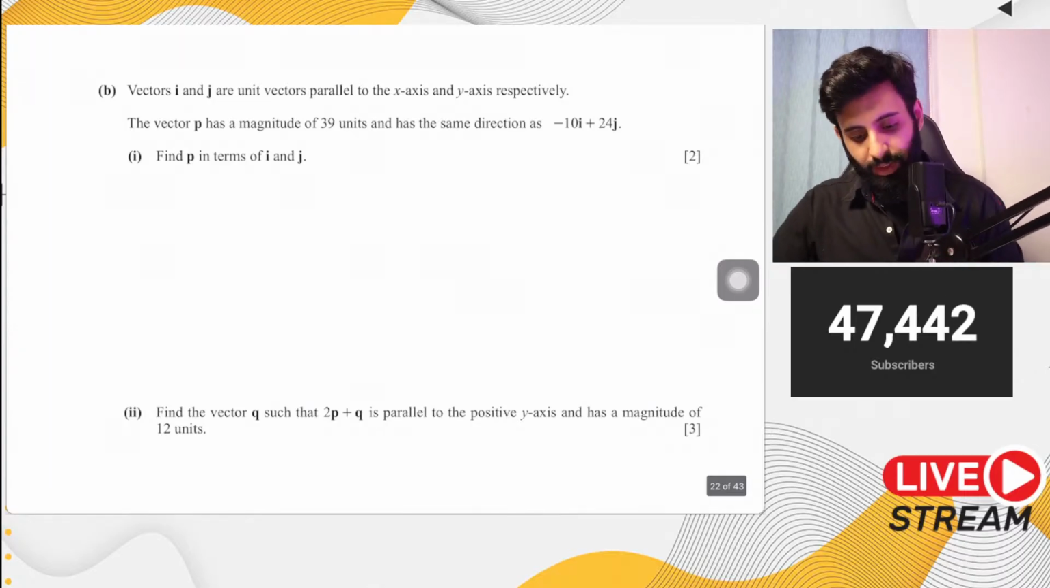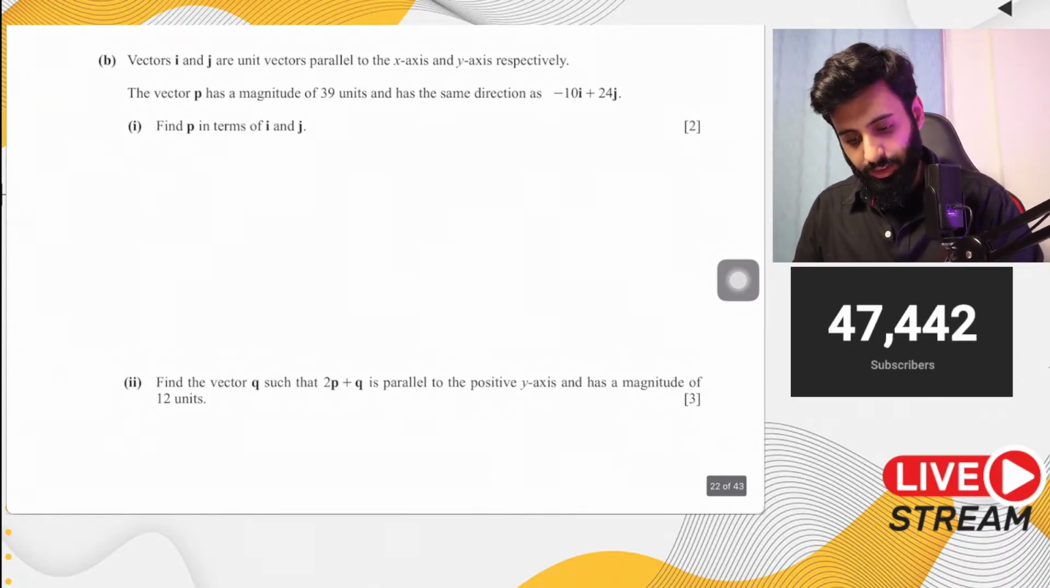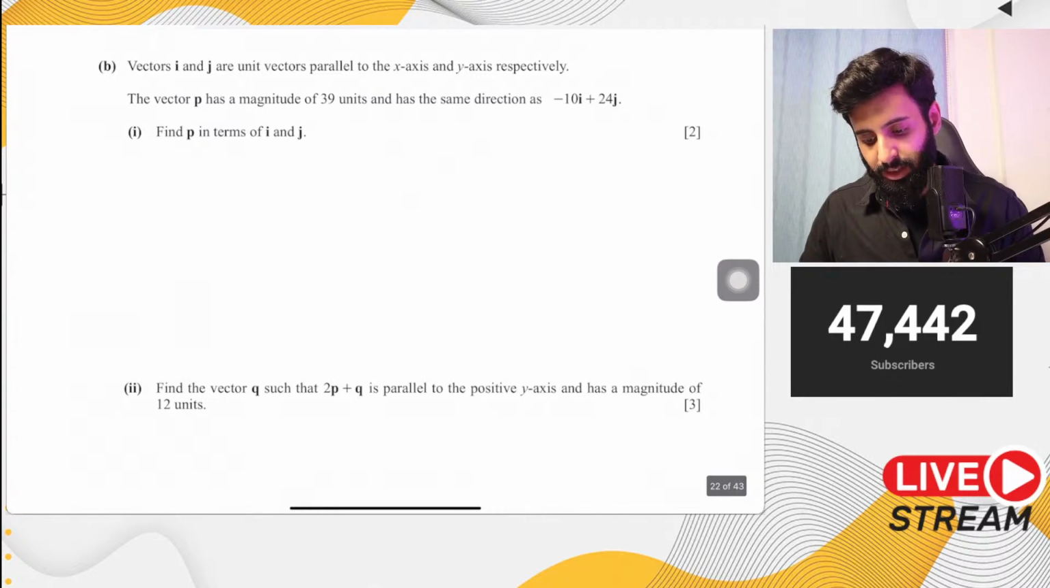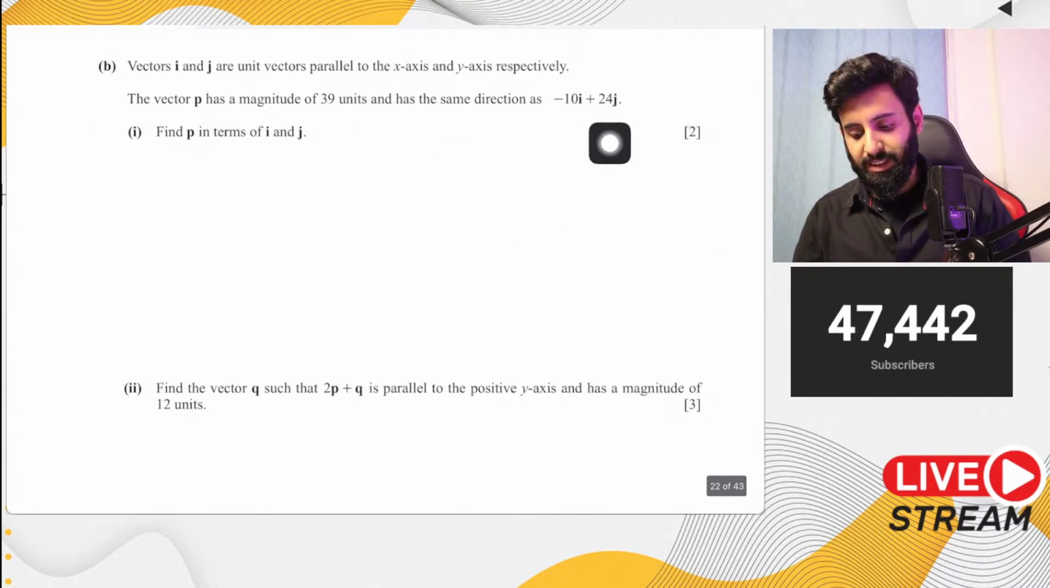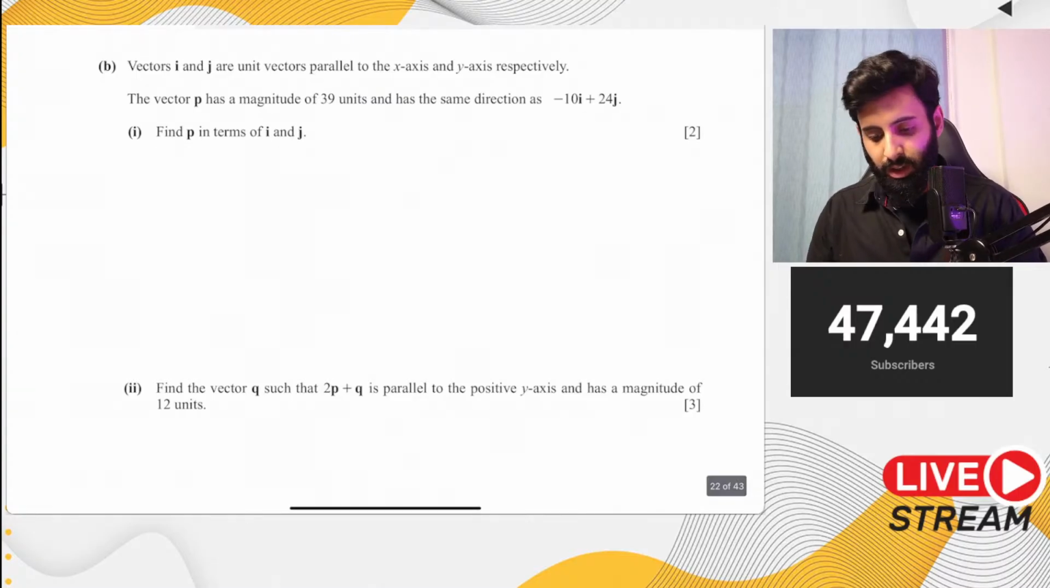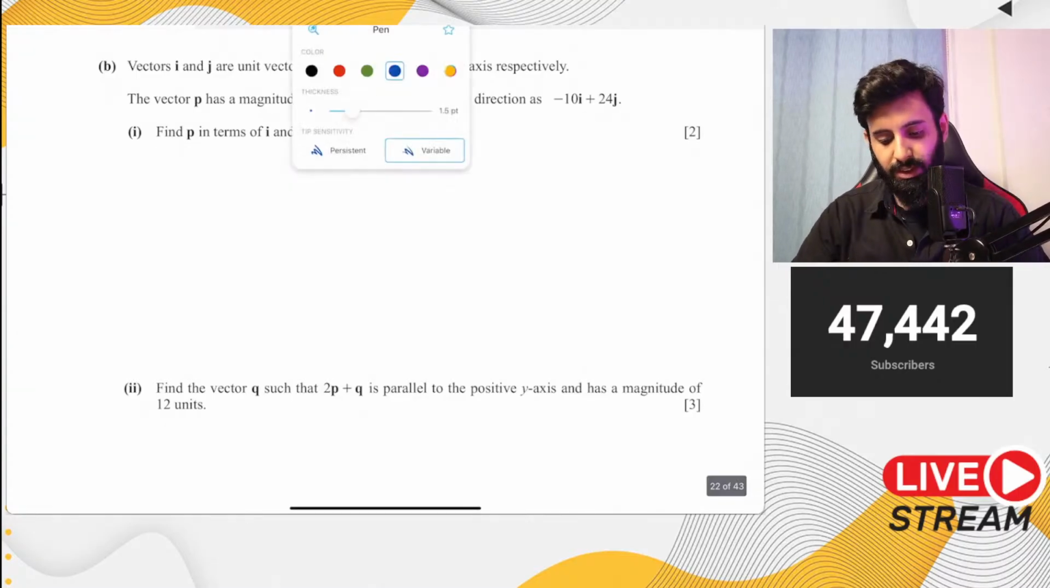Okay. Now here's part B of this question. Part B says vector i and j are unit vectors parallel to the x and y axis. The vector p has magnitude 39 units and has the same direction as minus 10i plus 24j. Find p in terms of i and j. Okay, so now you'll come across questions like these a lot.